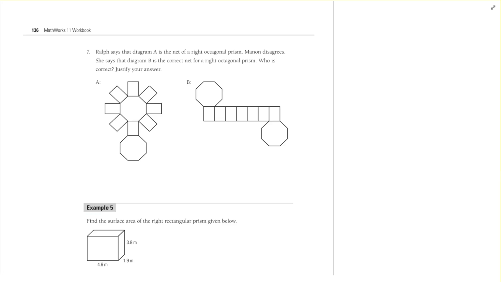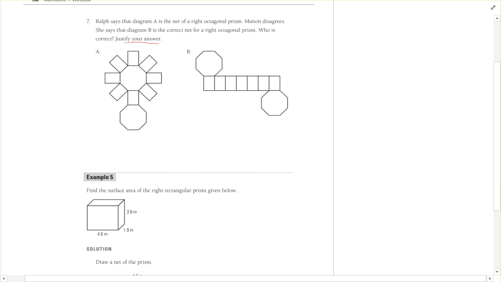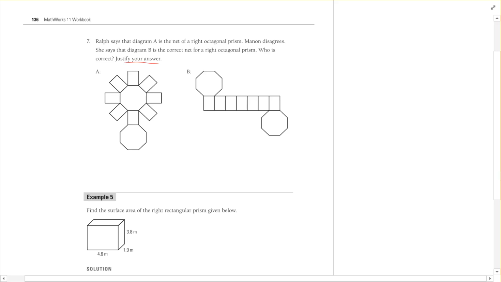Okay, number 7 says, Ralph says that diagram A is the net of a right octagonal prism. Manon disagrees. She says that diagram B is the correct net of a right octagonal prism. Who is correct? Justify your answer. So I'll let you go ahead and answer that one now.